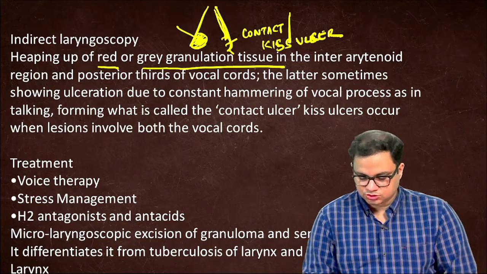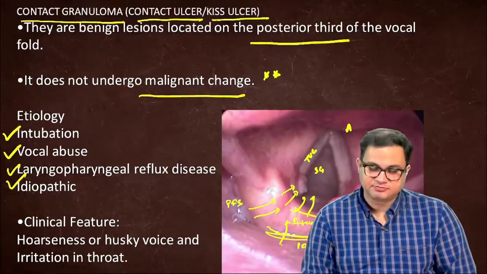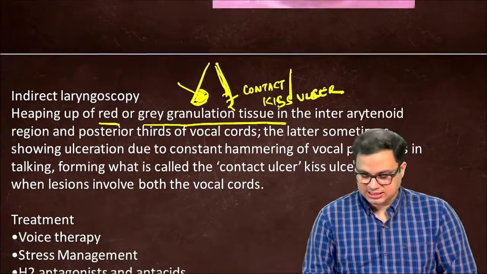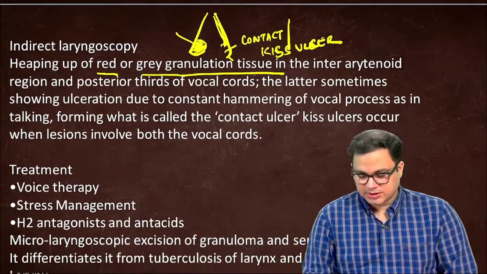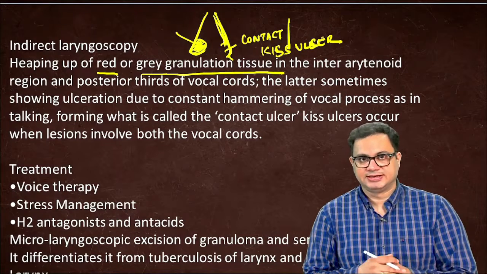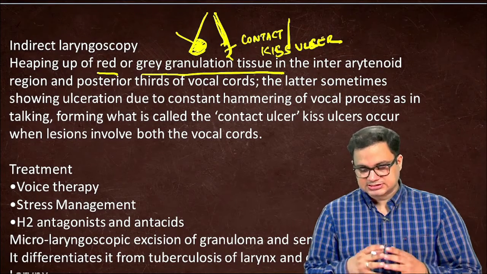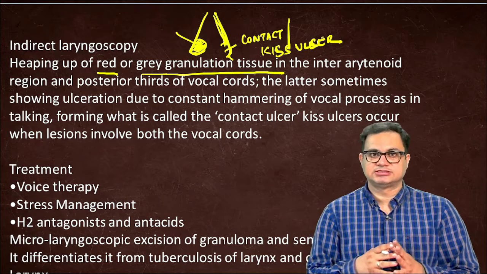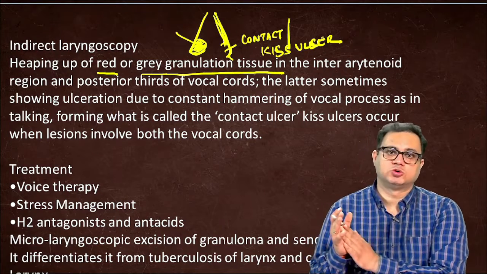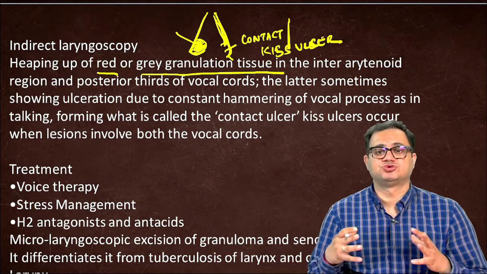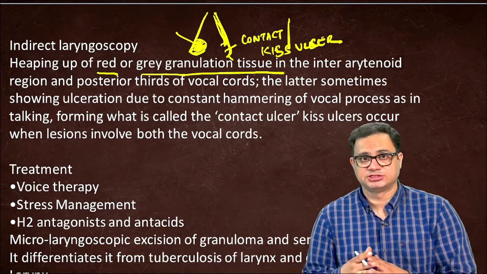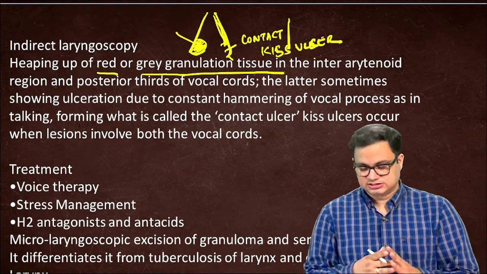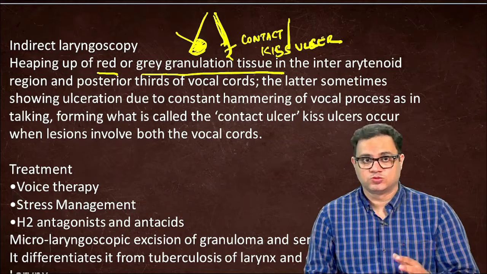But one thing you should not forget is that the contact granuloma is not a malignant condition, and it does not have the capability of undergoing malignancy. It is present in the posterior third of the larynx, and if it slams on the opposite cord also, it creates a depression, which is not a true ulcer. It is known as the contact ulcer or the kiss ulcer. So it is known as the contact granuloma.